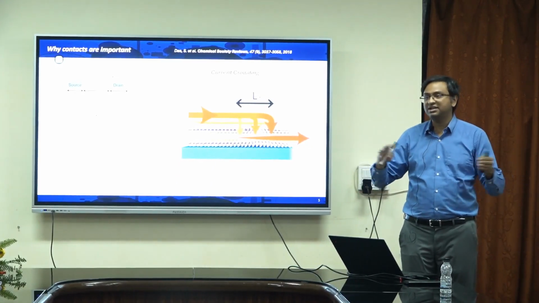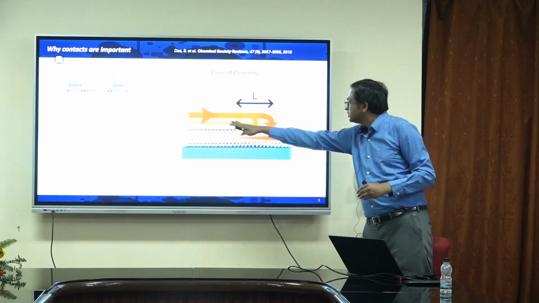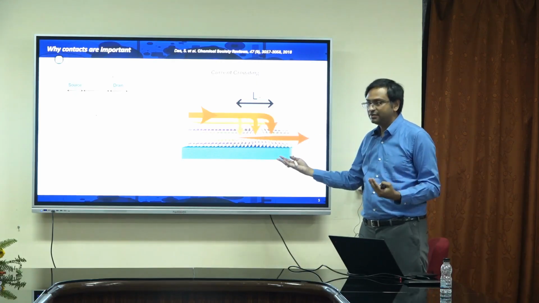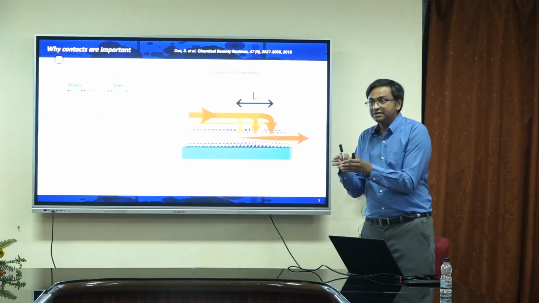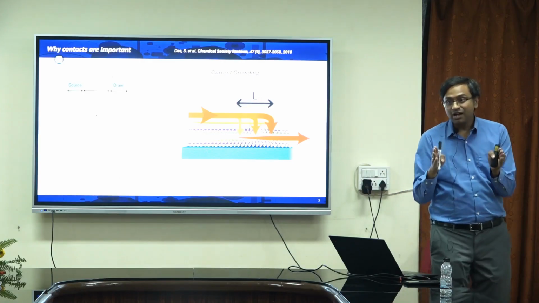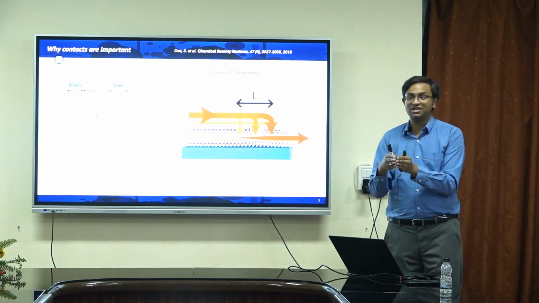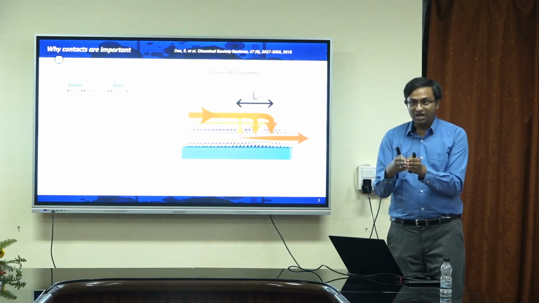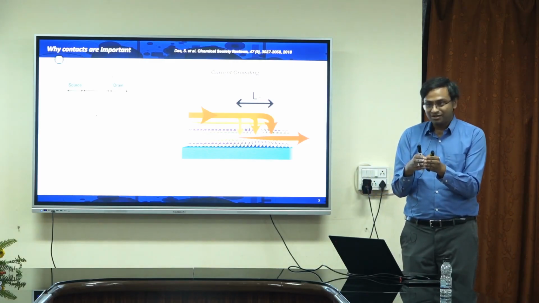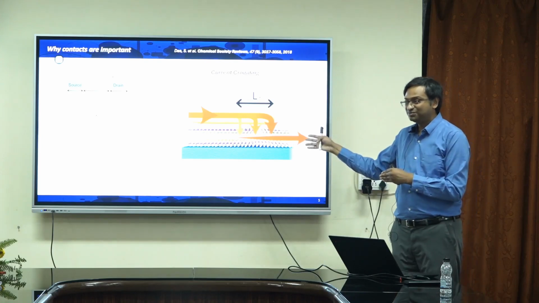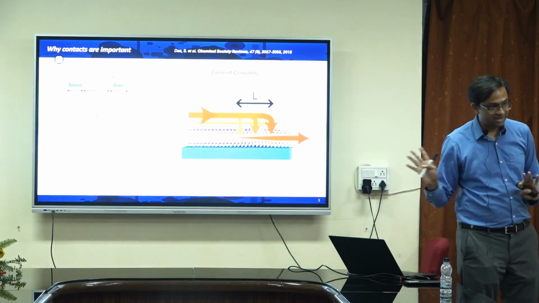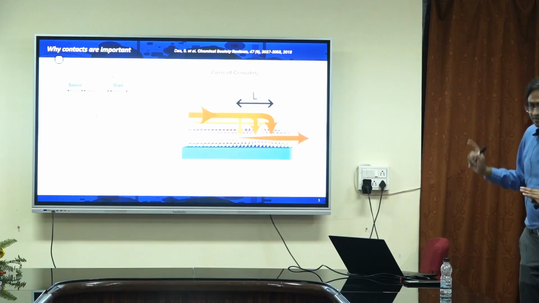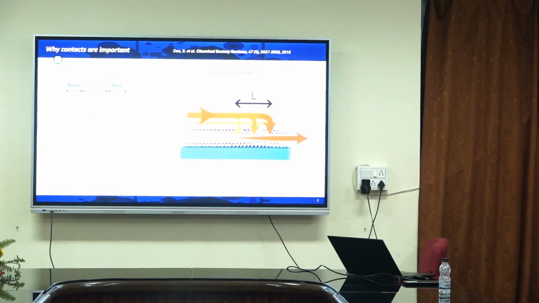If your contact is much bigger than LT, I don't care, because the rest of the length doesn't matter, and the contact resistance will not change, because carriers are going to cross over to the channel within that LT. No problem. But if the contact becomes smaller than LT, then you run into a problem. Correct? Is that understanding clear here? So that's why in this asymptotic plot, this point is your LT.